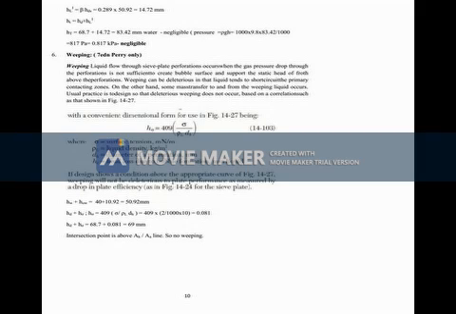Tray thickness, again assume that TT by DH is equal to 0.5. It should be between 0.2 to 0.7, and find out the thickness. It comes around 5 mm. With this, the design is over.